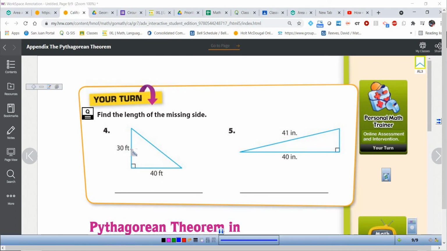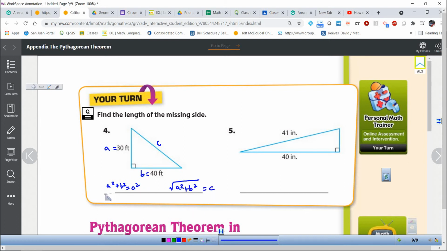This example right here. I've got 30 and 40. It says find the length of the missing side. The length of the missing side is C. I'm going to go ahead and label this as A. I'm going to label this as B. All right, and I'm going to show you both ways. We're going to do a squared plus b squared equals c squared, and then take the square root. I'm also going to show you how we can simply do it a little bit faster. The square root of a squared plus b squared is equal to c. All right, so here we go.